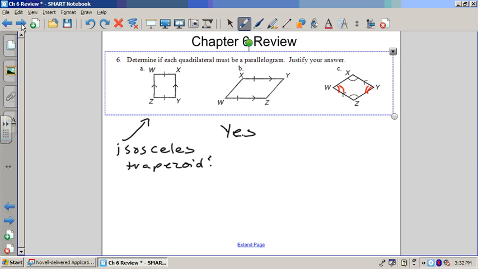Now I have two angles that are supplementary to the same or congruent angles, in this case congruent angles. If I have two angles that are both supplementary to congruent angles, those two angles have to be congruent. Now I have opposite angles of a quadrilateral that are congruent. Therefore, the answer is yes, it must be a parallelogram because opposite angles are congruent.